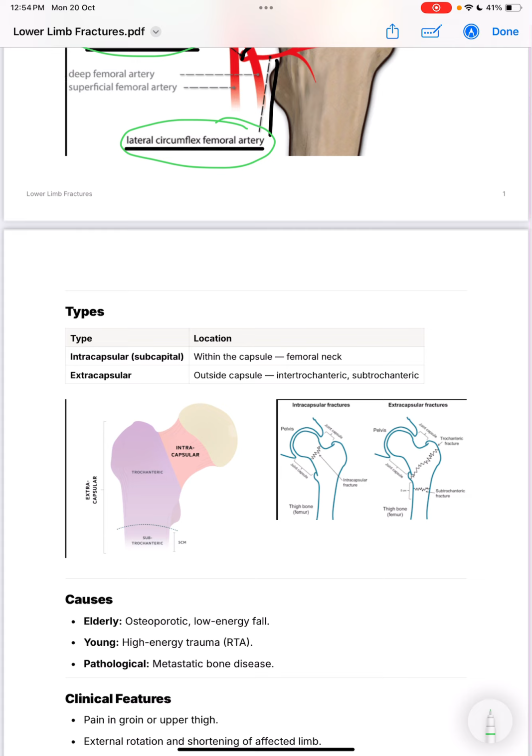So types हमारे पास क्या हैं? So we can have intracapsular type of fracture, or we can have extracapsular. So intracapsular or extracapsular का क्या मतलब है कि this is the capsule. ठीक है, capsule is also called subcapital, क्योंकि capital का मतलब head होता है, sub का मतलब है below. So below the capitus of the femur. So intracapsular is this region, ठीक है, and then extracapsular is this purple region, right?